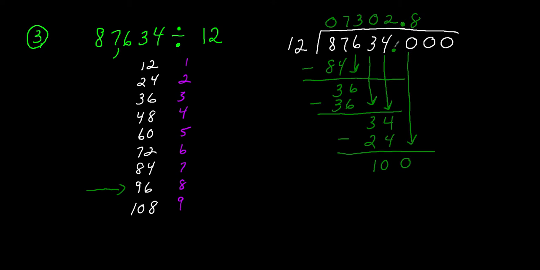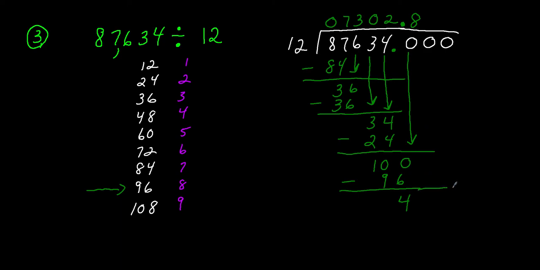Right away, this decimal point, you've got to bring it up right here. Then put that 8 there. It was the 8th number on the list, so 12 times 8 is 96. Put that 96 right below the 100 and subtract. What's 100 minus 96? That's 4.